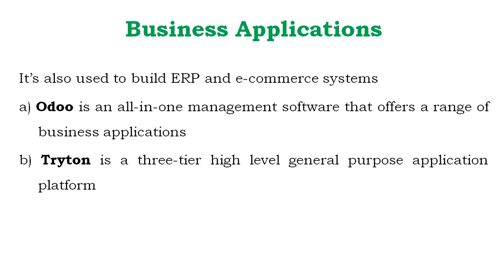Now, next one is business applications. It's also used to build ERP and e-commerce systems. Odoo is all-in-one management software that offers a range of business applications. With the help of this software, you can design your ERP system. Let's check that one also.